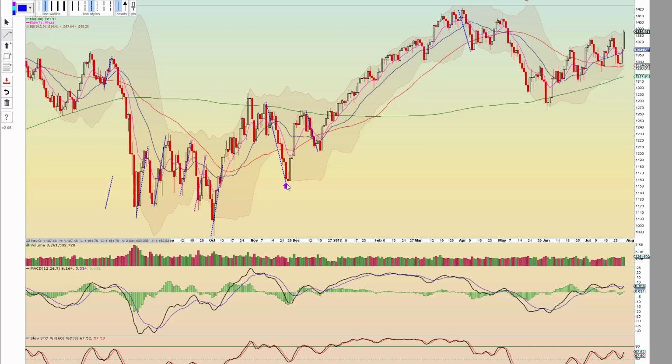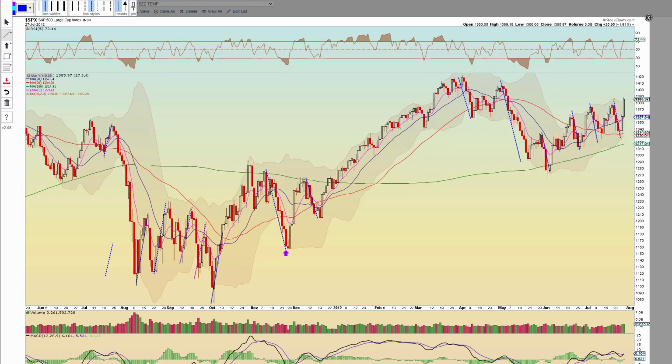Now what about this pullback? This pullback is symmetrical to this. So you see how this tool gets its name, Symmetry. Notice these pullbacks, this choppy, they're the same. Pretty cool.